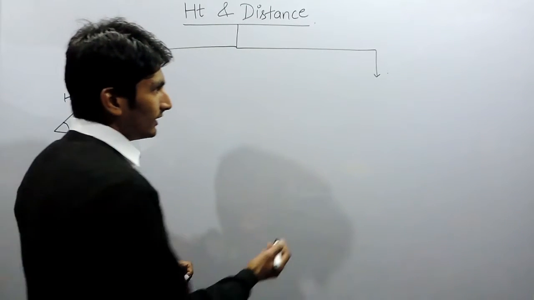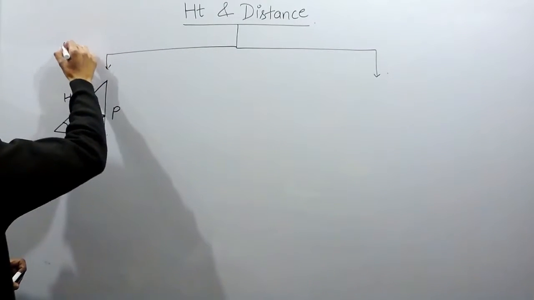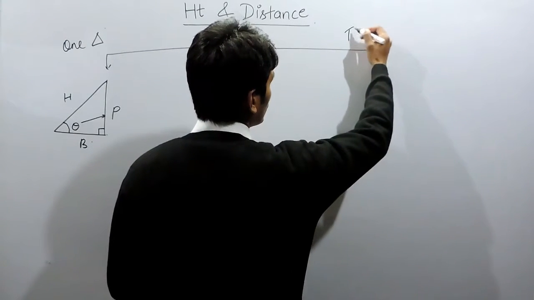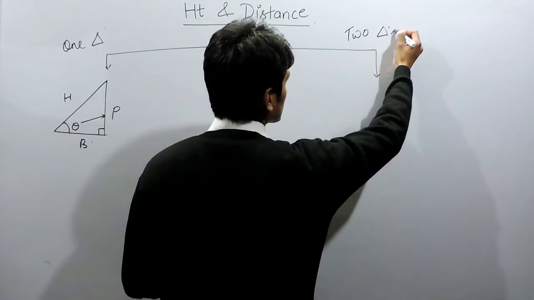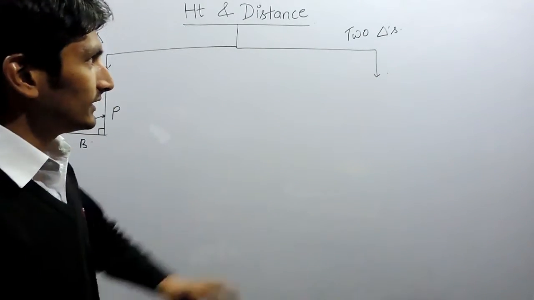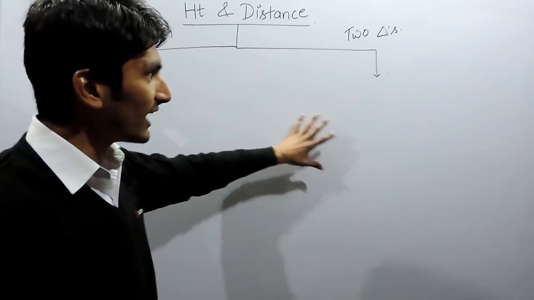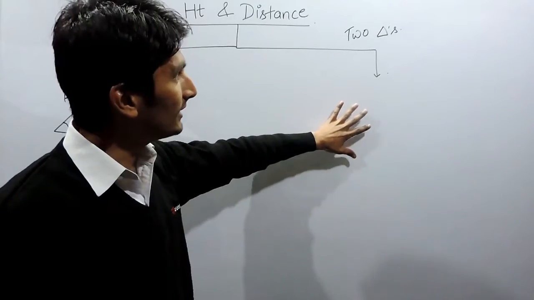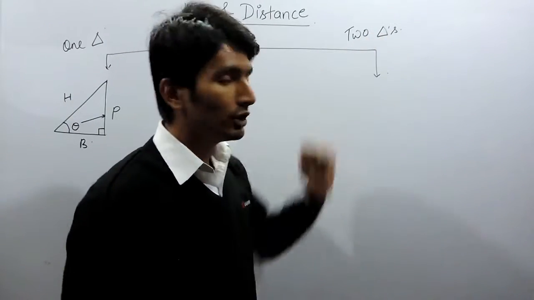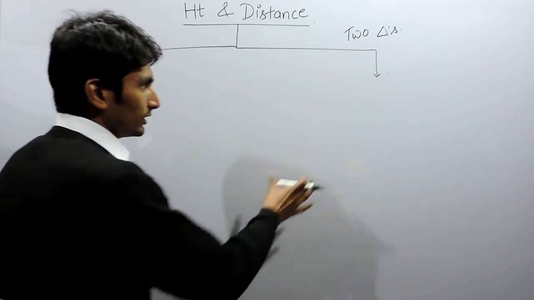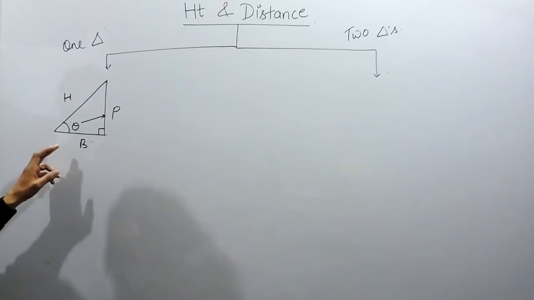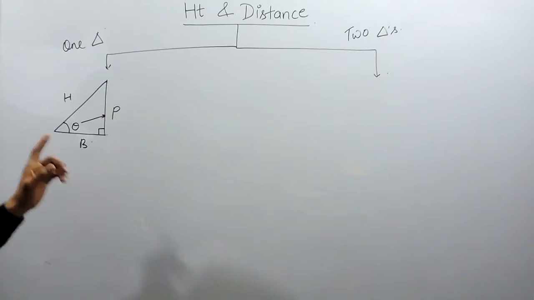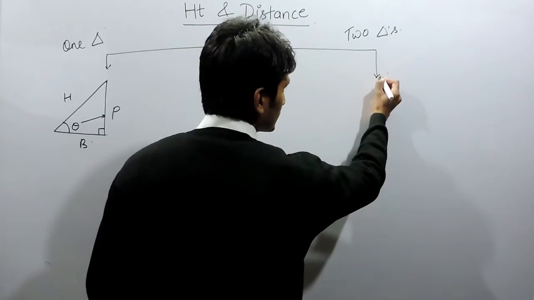And now the second case. This is the case for one triangle only, and there will be another case of 2 triangles. Now this is important because section 4, which is section D, will carry one question of height and distance, and that will be based on 2 triangles. And one triangle will be in your first section, which is section A, and this will be of 1 mark. So we have to see this.